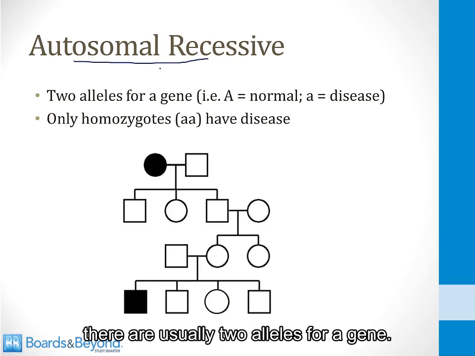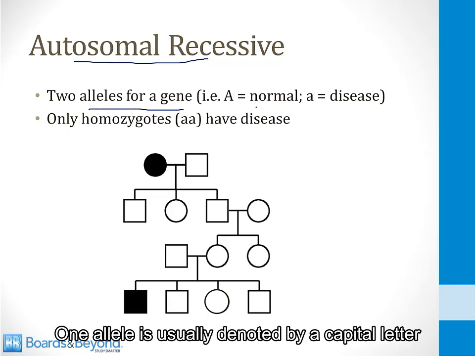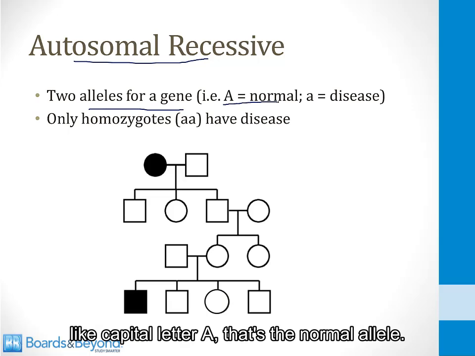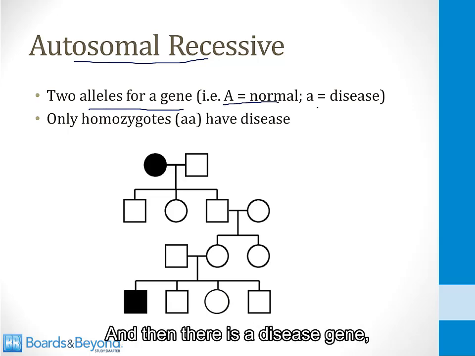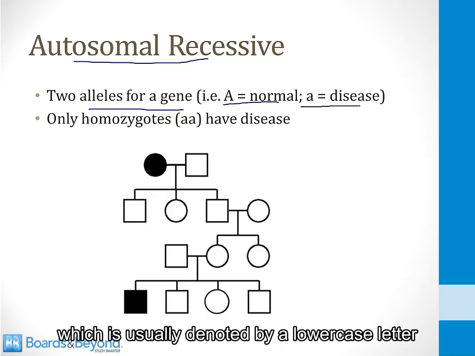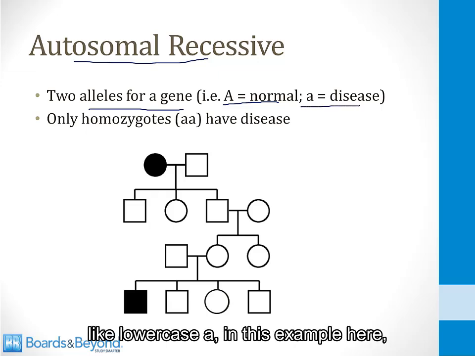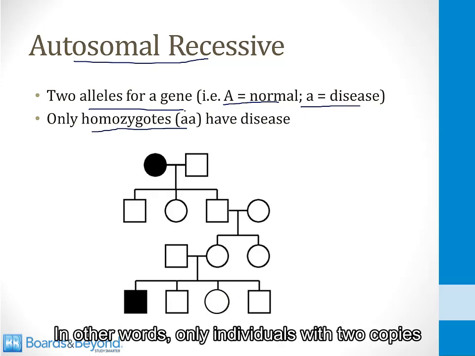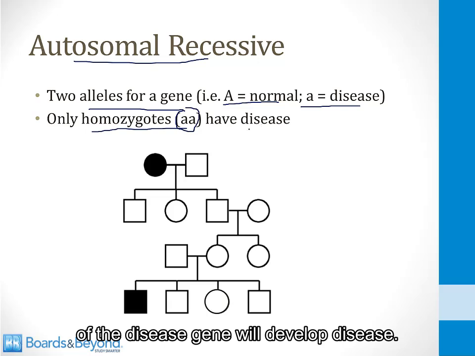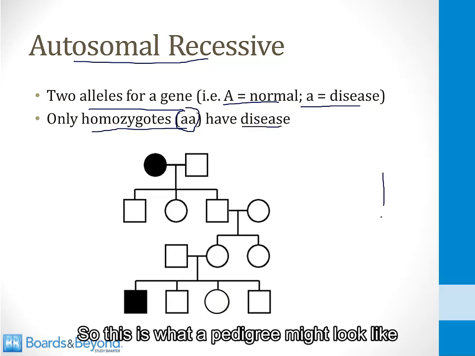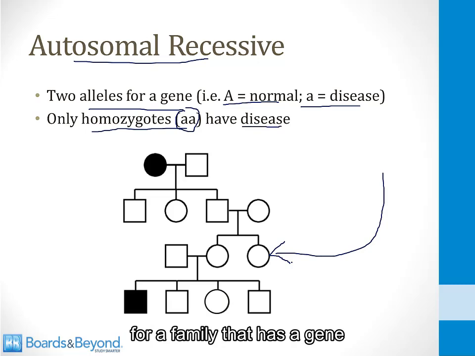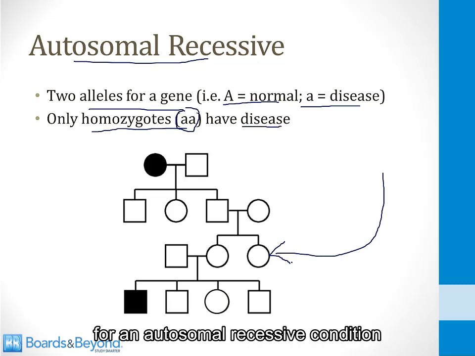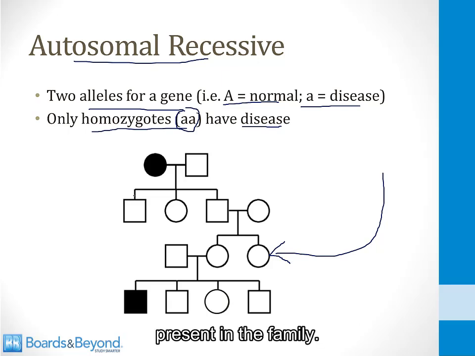In these disorders, there are usually two alleles for a gene. One allele is usually denoted by a capital letter, like capital letter A. That's the normal allele. And then there is a disease gene, which is usually denoted by a lowercase letter, like lowercase a in this example here. And only homozygotes for the disease gene, in other words, only individuals with two copies of the disease gene, will develop disease. So this is what a pedigree might look like for a family that has a gene for an autosomal recessive condition present in the family.